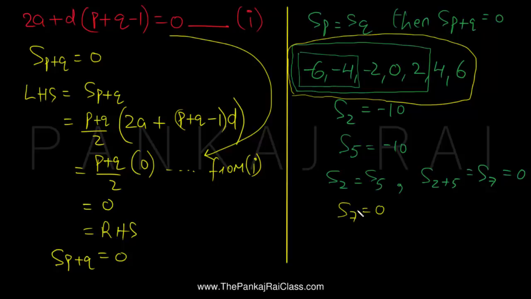So that is the meaning, that if we are having SP is equal to SQ and P and Q should not be equal, here we are having 2 terms and 5 terms, then we are having that S of P plus Q is equal to 0.